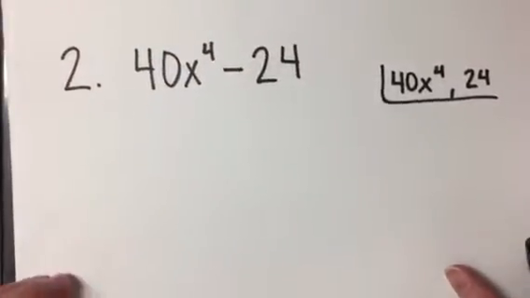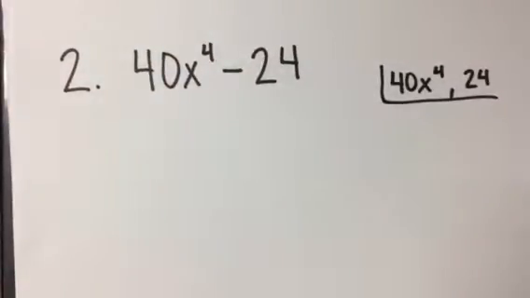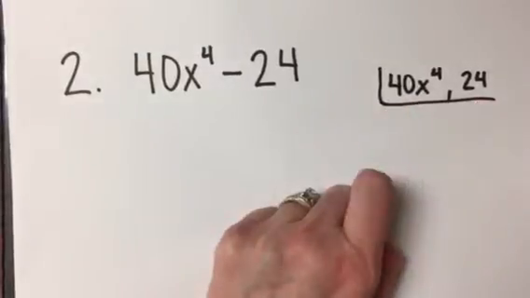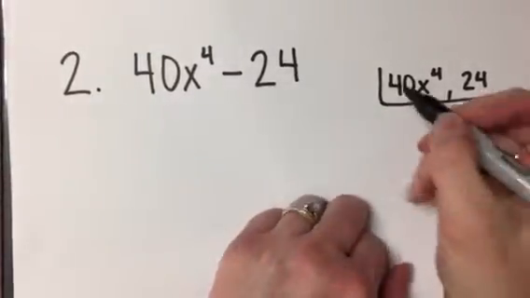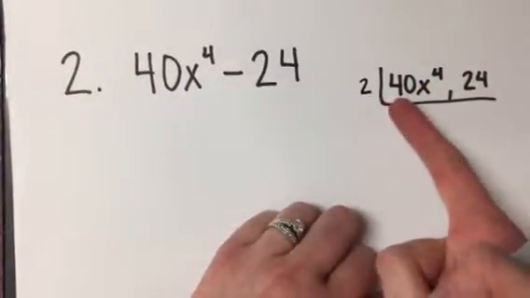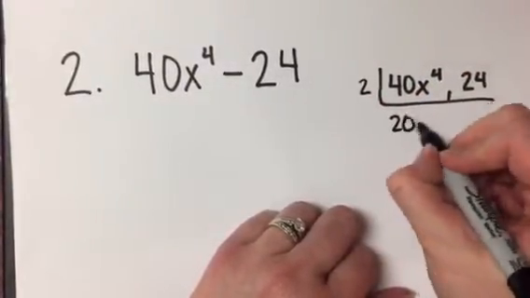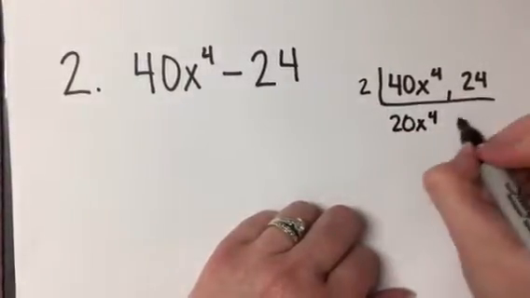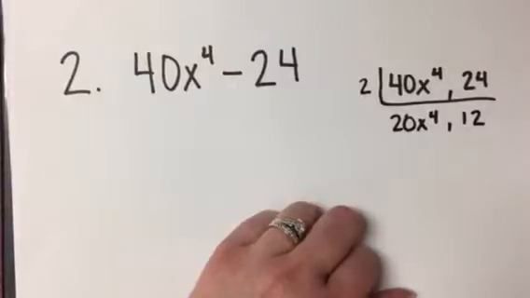Example number 2. Again, we'll look for the common factor of all terms. Do prime factorization on 40x to the 4th and 24. A 2 can divide into both. 2 goes into 40x to the 4th 20x to the 4th. 2 goes into 24 12 times.